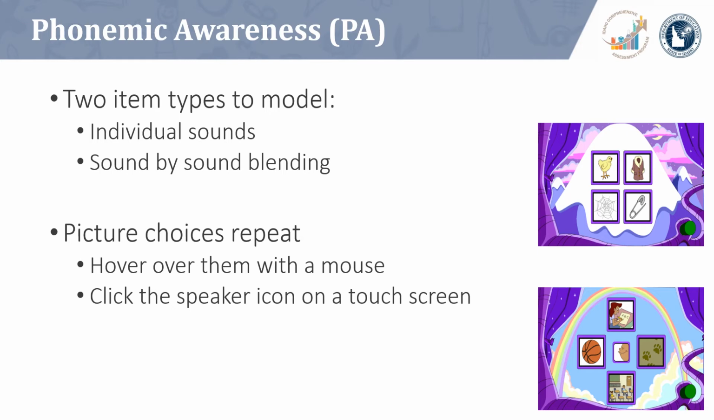The second type item is modeled in the same way with the same considerations, but will appear differently on the screen. For the sound-by-sound blending, the narrator says a word, phoneme by phoneme. As the animated head produces each sound, the student is asked to click on the picture showing the word that has been said sound by sound. This item type allows 10 seconds for a student to respond.